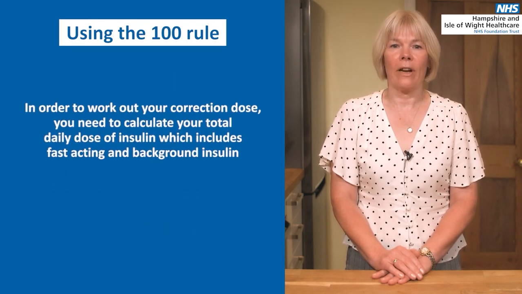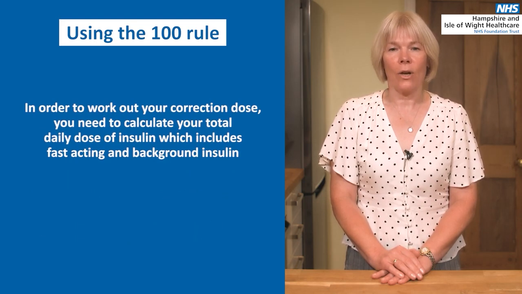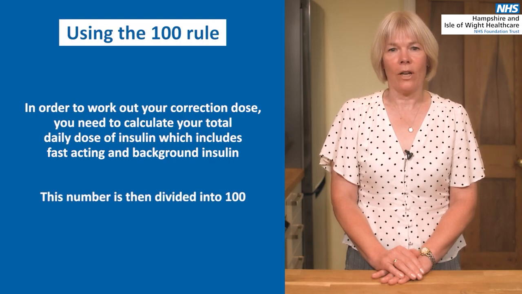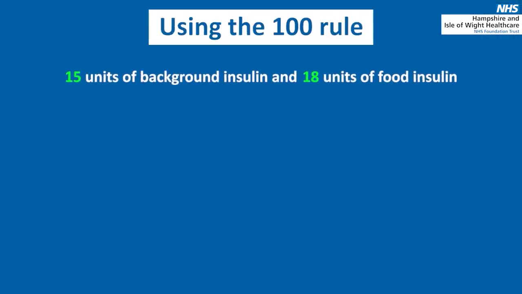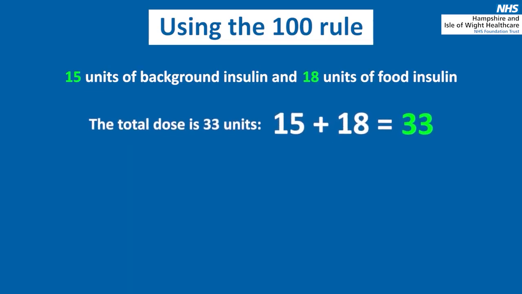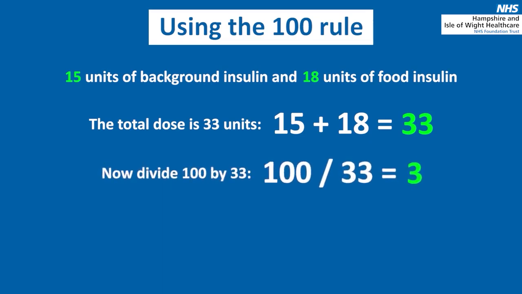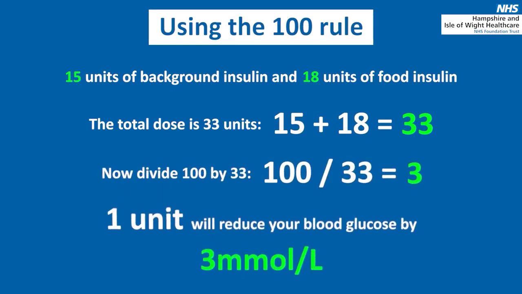In order to work out your correction dose, you need to calculate your total daily dose of insulin, which includes fast-acting and background insulin added together. This number is then divided into 100. So if you're taking 15 units of background insulin and 18 units of your mealtime insulin, the total dose will be 33 units. 33 units divided into 100 equals 3. Therefore, 1 unit of insulin will reduce your blood glucose by 3 millimoles.